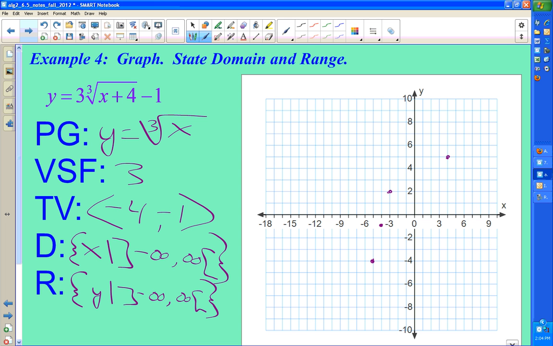These are parent graphs. Do you have the parent graph for a cube root written down? Doesn't it say left? Do you have it written down? Because this guessing would be really bad right now. Does it say left 1, down 1? I just want to make sure you have it. It's okay that you don't know it now, but just flip the page and look at it.